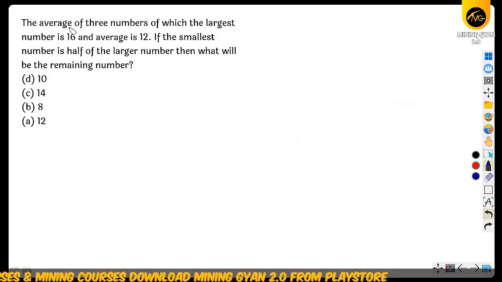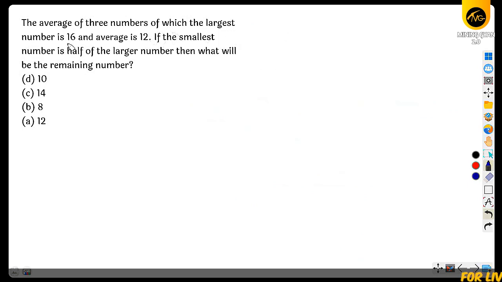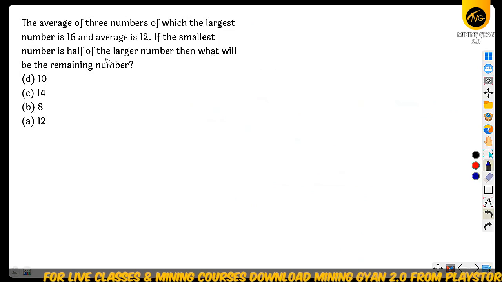Now next one is: the average of three numbers of which the largest number is 16 and average is 12. Now if the smallest number is half of the larger number, then what will be the remaining number? Okay, first of all, note the options. Option A, B, C and D.